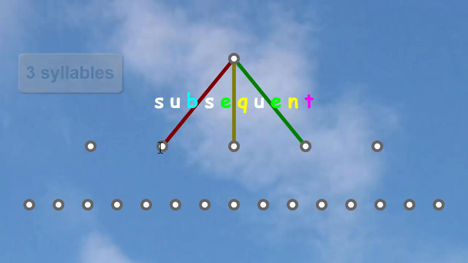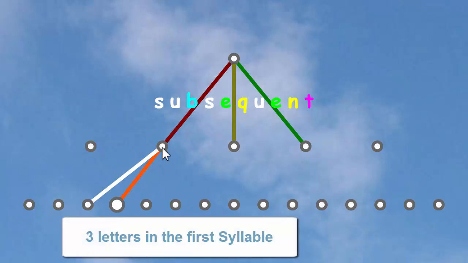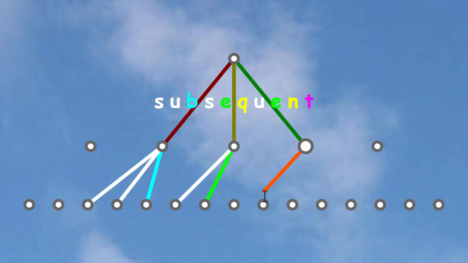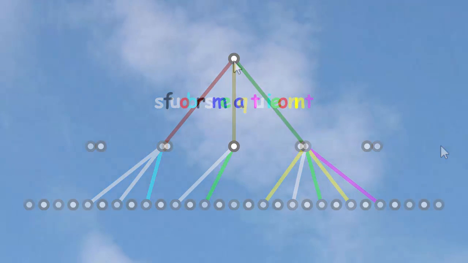Then for each syllable point you selected in the second row, you need to connect it to a number of points in the third row, 1 point for every letter in the corresponding syllable. In order to connect 2 points together, click on the first point. When you click correctly on the second point, the connection is displayed.